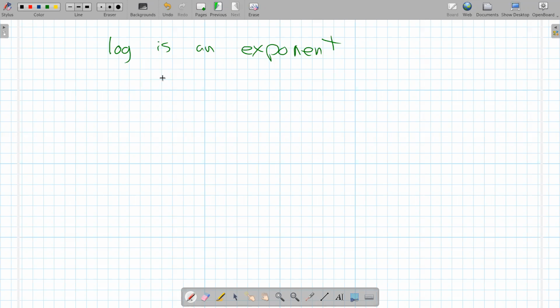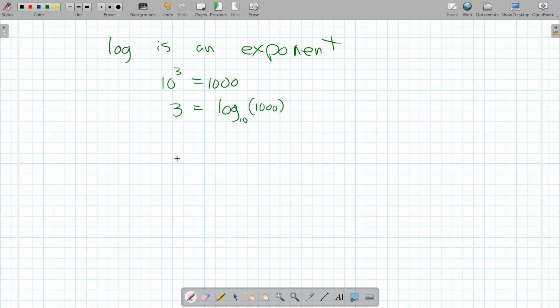So if I write something like 10 to the third power equals 1,000, another way to write that is 3 equals log base 10 of 1,000. And this just says 3 is the power of 10 to get 1,000. Or 1,000 is the third power of 10. You can view it in a couple of different ways there.